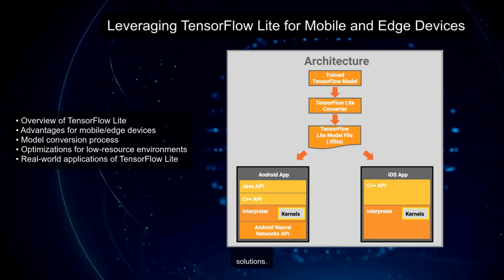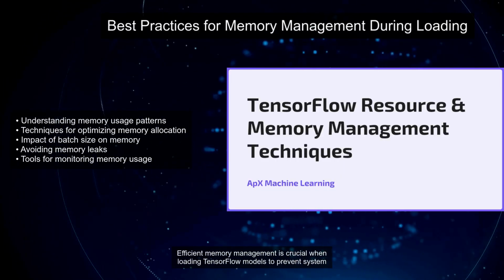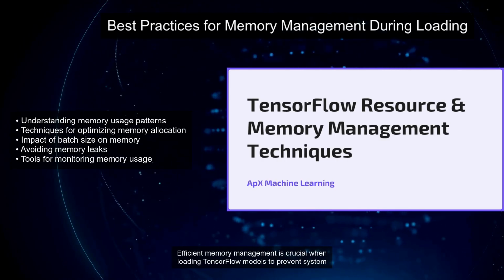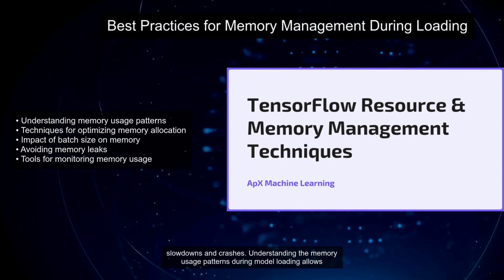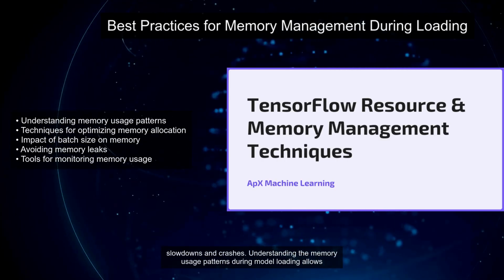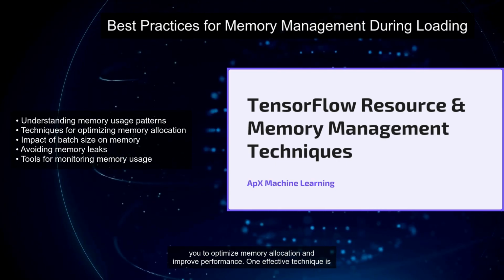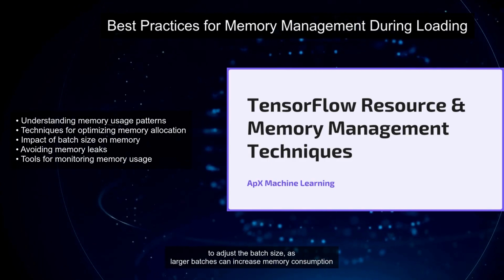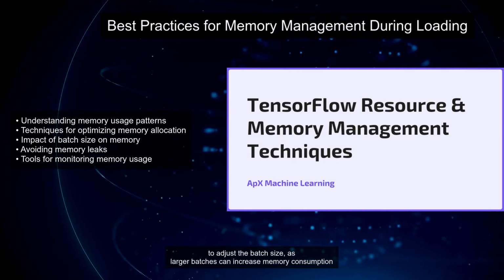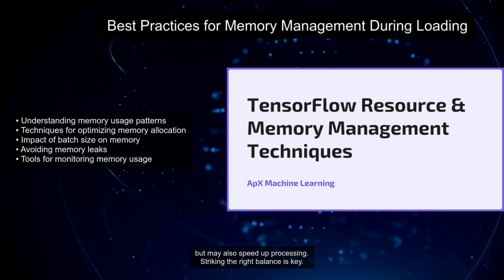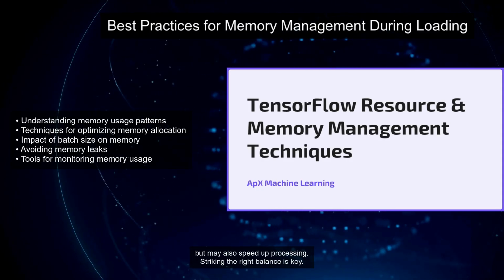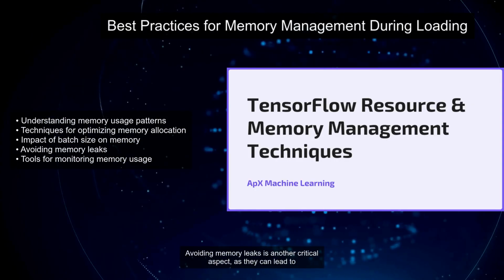Efficient memory management is crucial when loading TensorFlow models to prevent system slowdowns and crashes. Understanding the memory usage patterns during model loading allows you to optimize memory allocation and improve performance. One effective technique is to adjust the batch size, as larger batches can increase memory consumption but may also speed up processing. Striking the right balance is key.